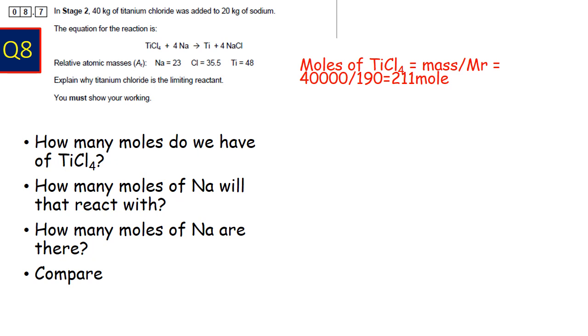So the moles of titanium chloride equals the mass divided by the Mr. So 40,000 grams divided by 190. I remember to convert my mass into grams there. And that tells me that there are 211 moles of titanium chloride which are going to react.